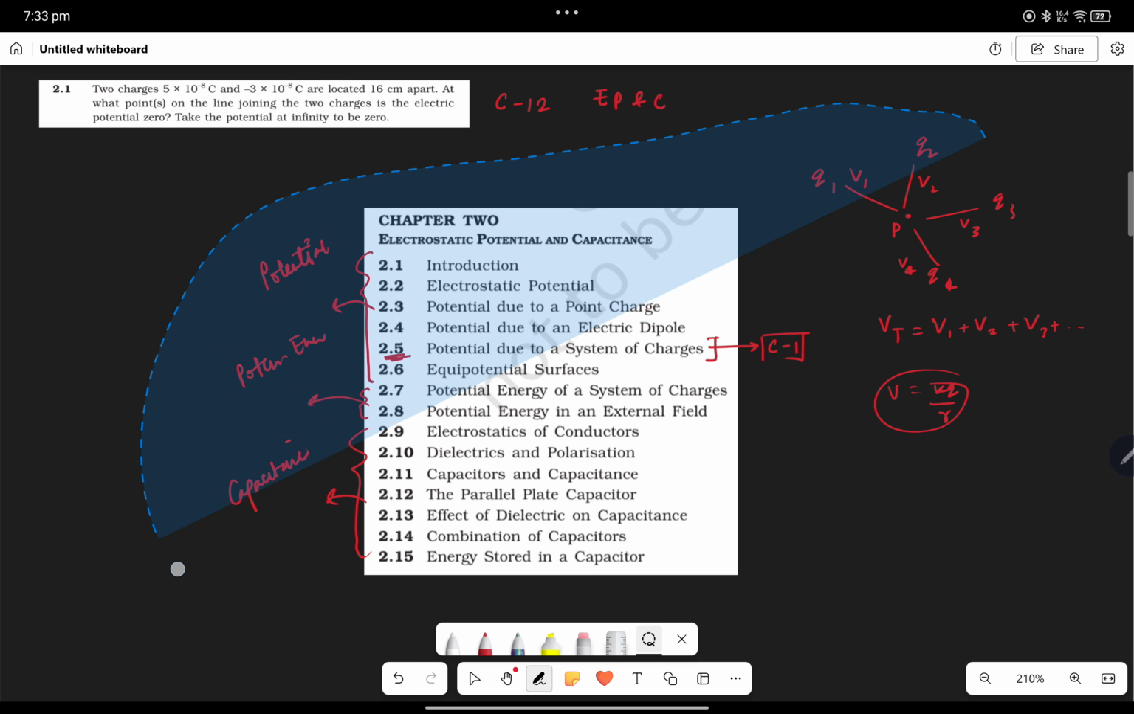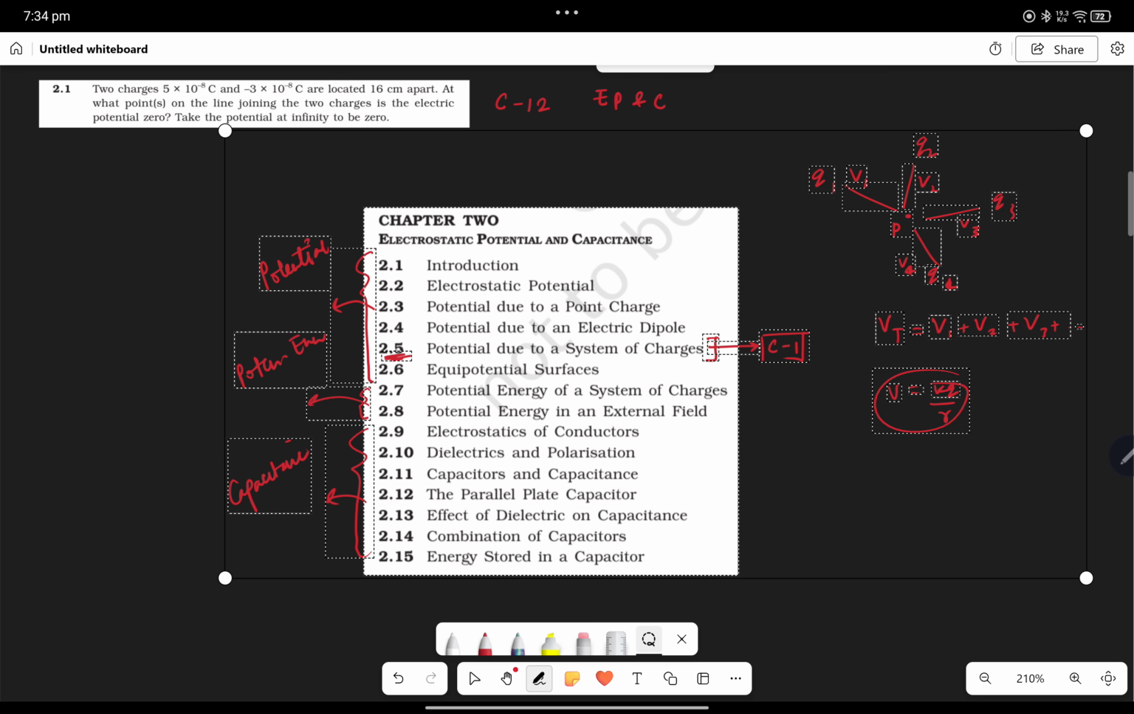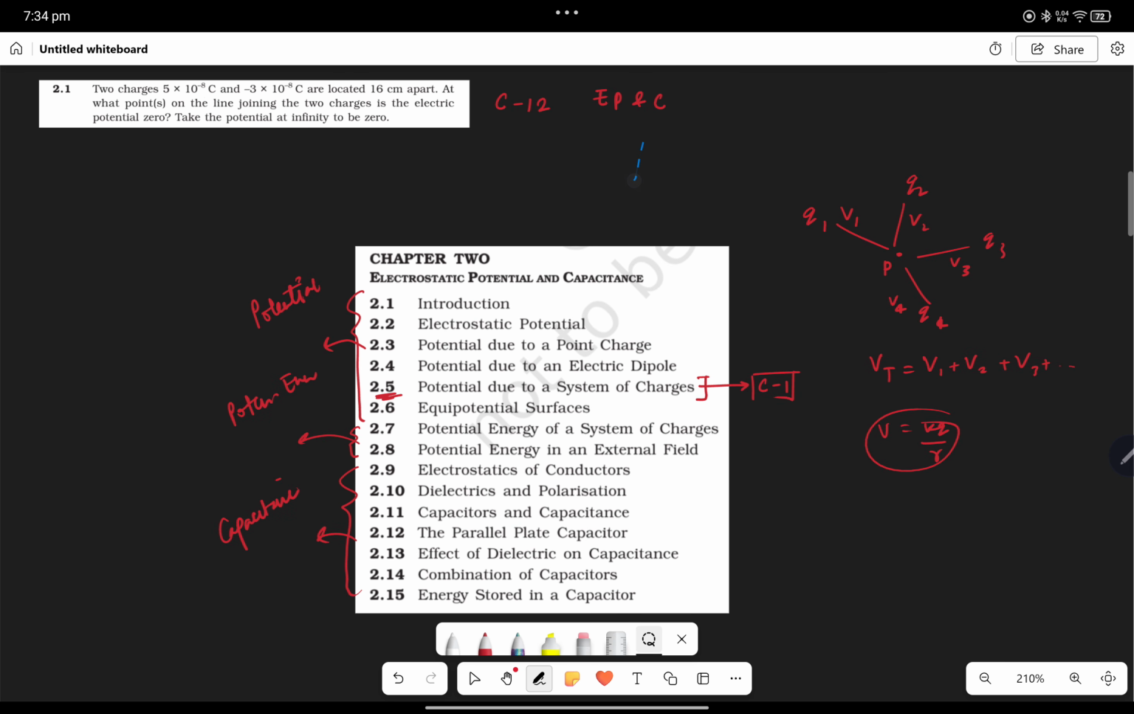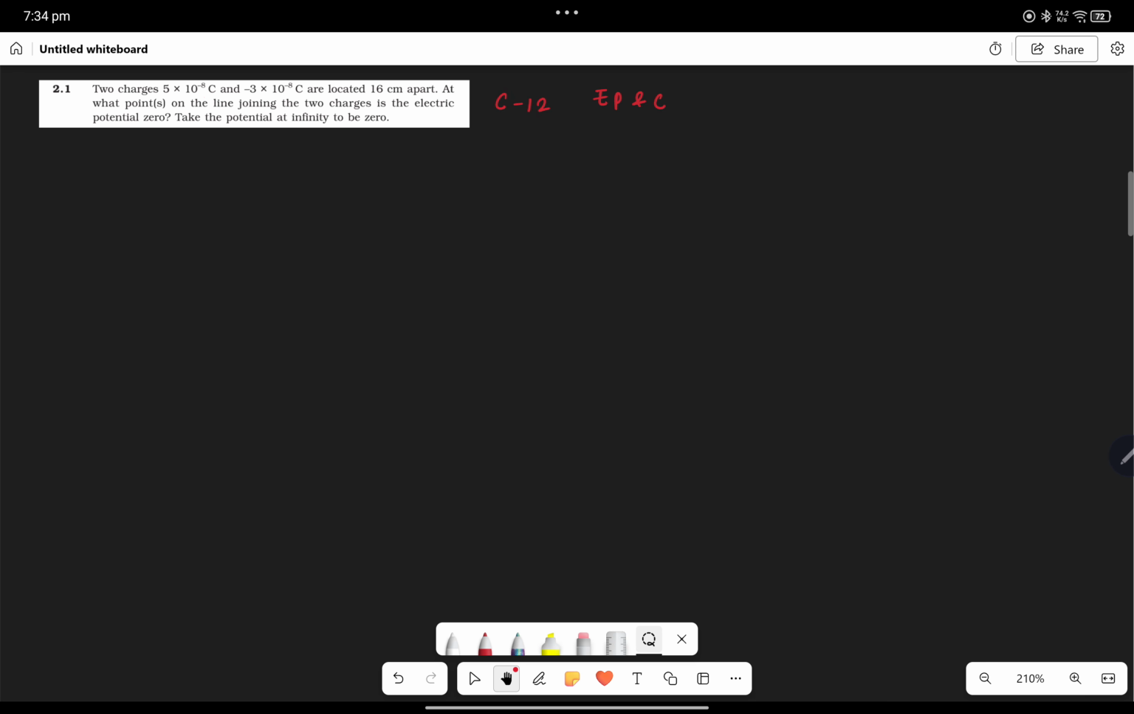Now let's solve this question, and you are going to find that this question is very easy. I'm going to clear the screen. First of all, write given that q1 is equal to 5 into 10 to the power minus 8 coulomb, q2 is equal to minus 3 into 10 to the power minus 8 coulomb, and r is equal to 16 centimeter. And don't make a mistake, you have to convert it in SI unit, that is 0.16 meter.